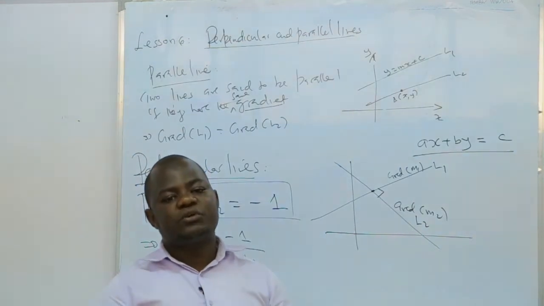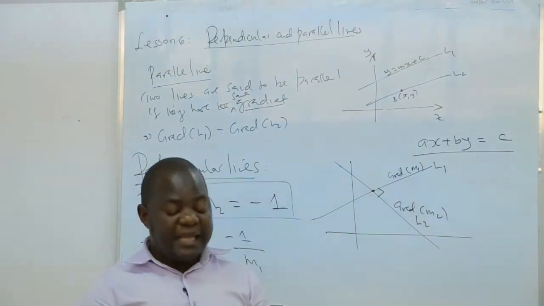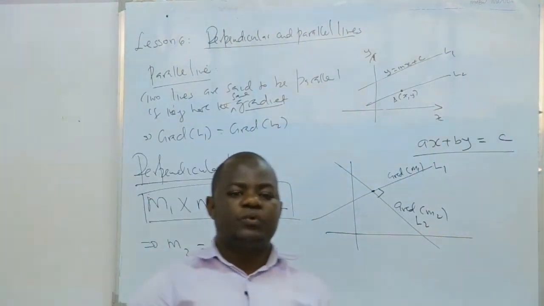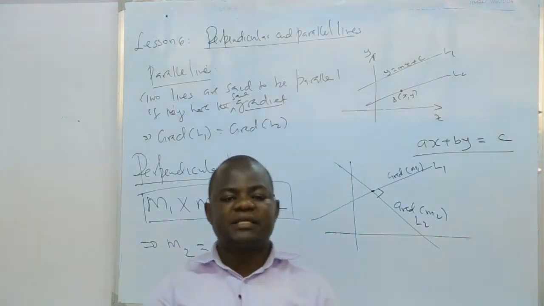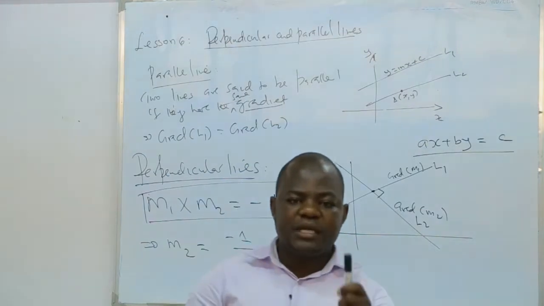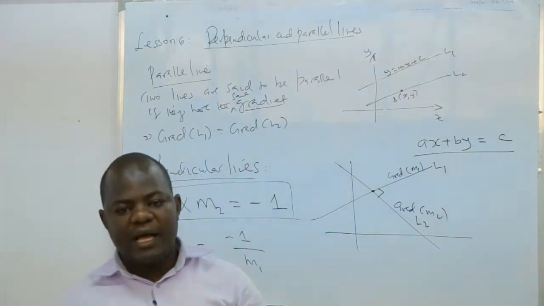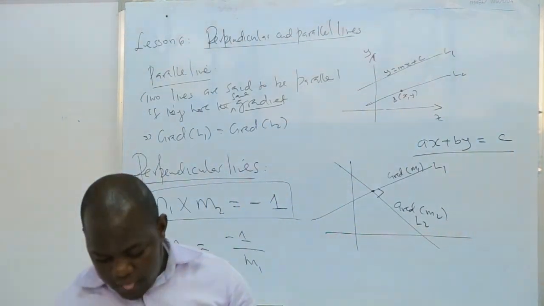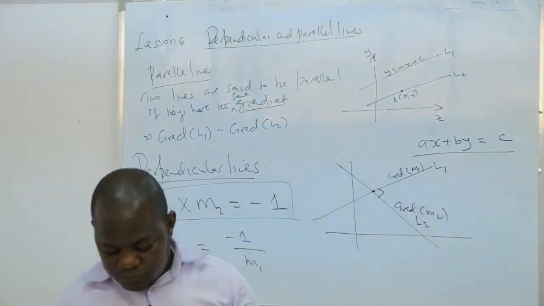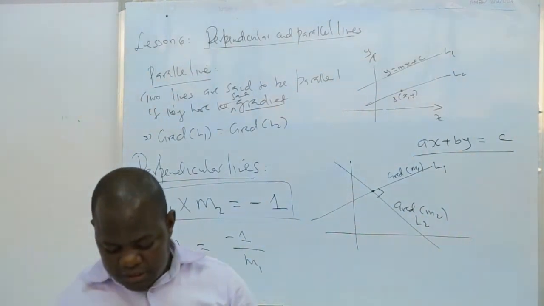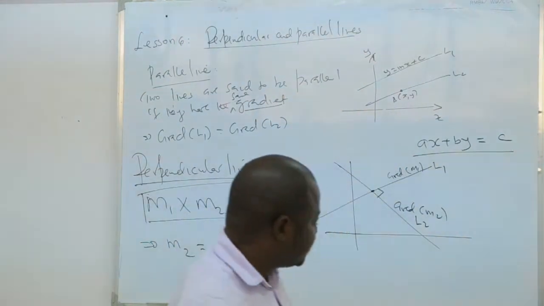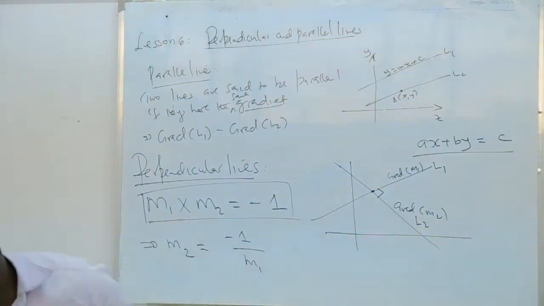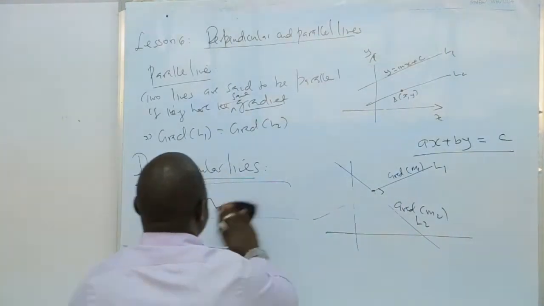Now they can ask you a question. They give you two lines and ask whether they are perpendicular or not. In that case, you should be able to get the condition and multiply the gradients. So I can take an example with you and then you see. Very good, so we can take the example.